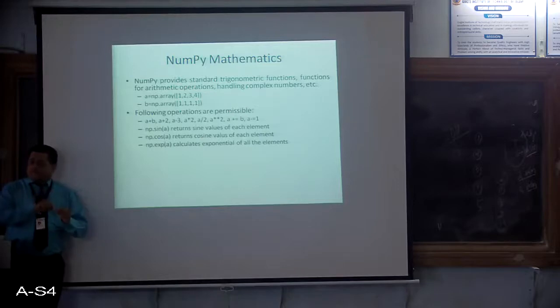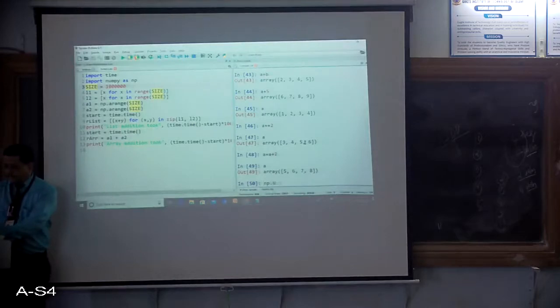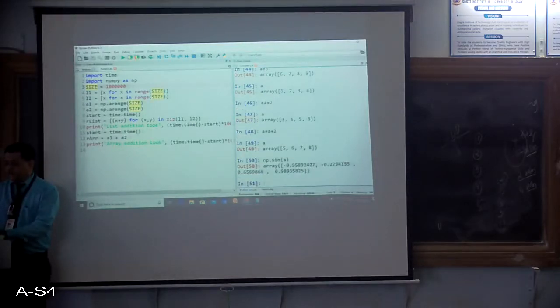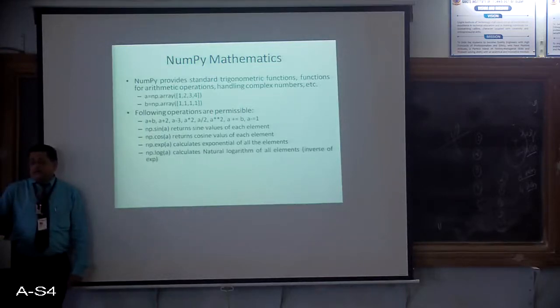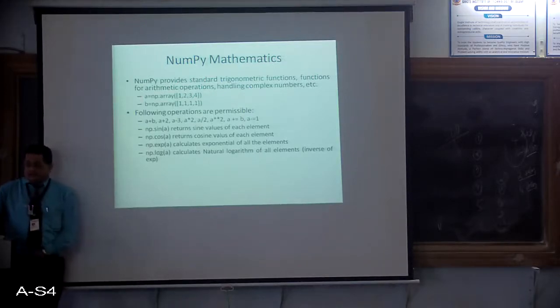That is, you can compute sine of each element. For example, np dot sin of a gives me these values. That is, sine of 5 is this, sine of 6, which is the second element, is this, sine of the third element is this, and sine of the fourth element is this. Look at the power of NumPy arrays. You simply perform this operation on each element of the array. Similarly, you can get exponent or log, which is the inverse of exponent, using functions such as exp and log.